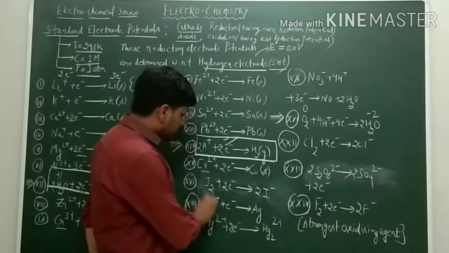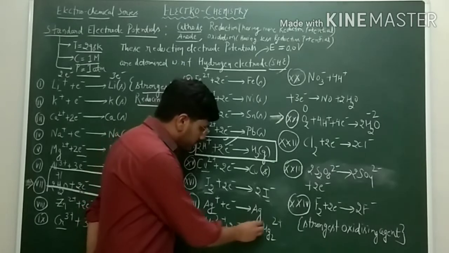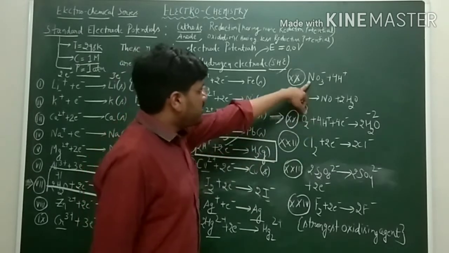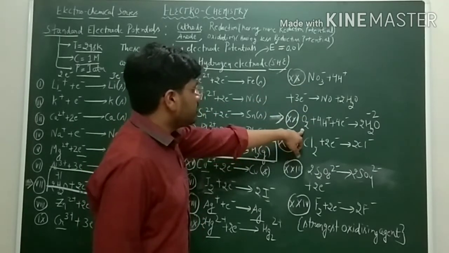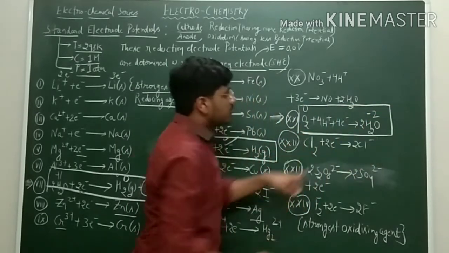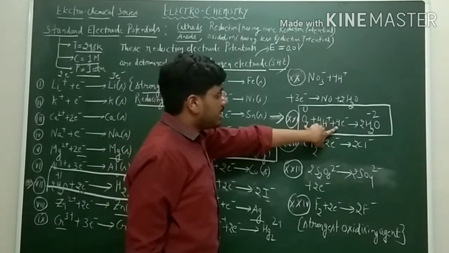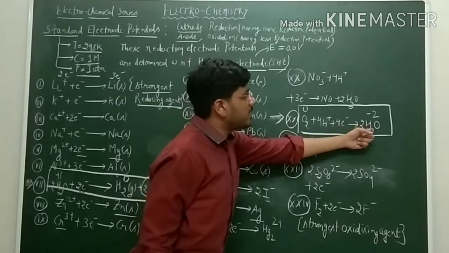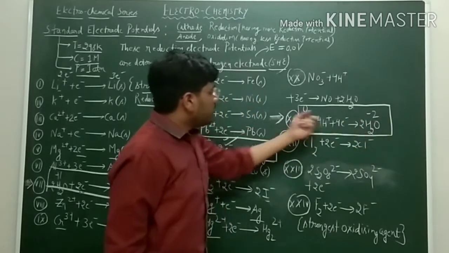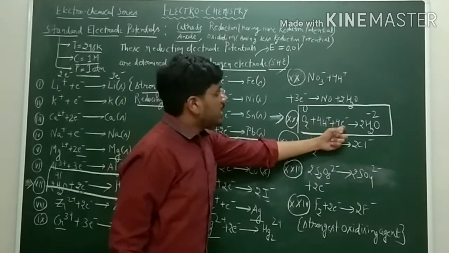Then there is Cu2+, then iodine, which forms iodide ion, Ag+ ion, which forms silver metal, then Hg2+ ion, then nitrate ion, and then again the most important one, oxygen. Oxygen on reduction forms water. Here oxygen has an oxidation state of 0. On gaining electrons, which means reduction, it forms water in which the oxidation state of oxygen is -2. So for one oxygen, 2 electrons are gained, and for 2 oxygen atoms, 4 electrons.